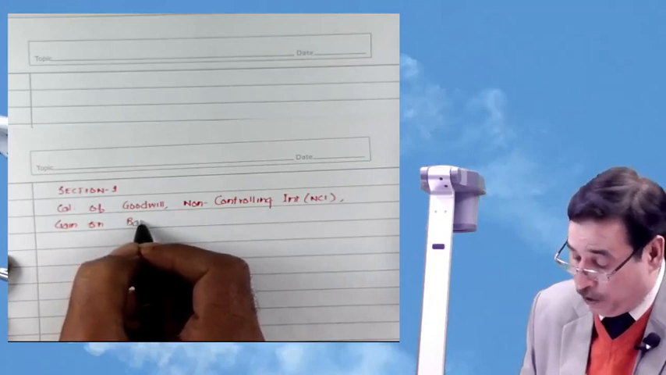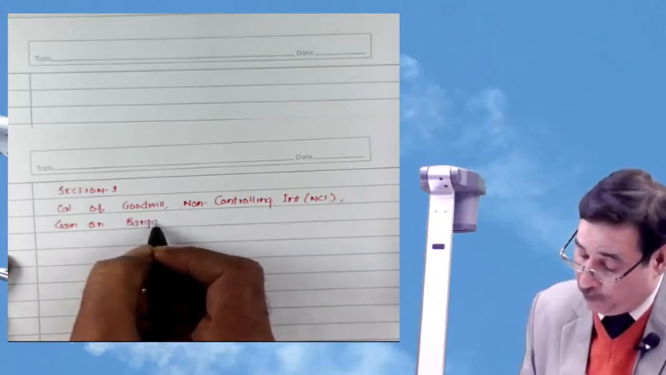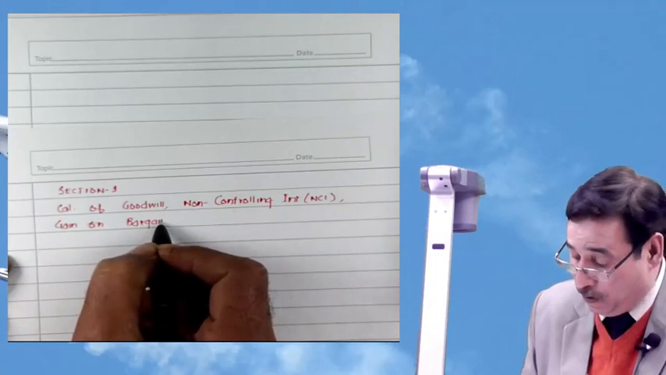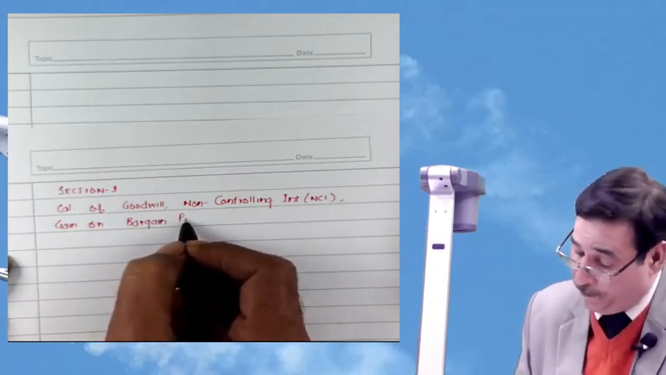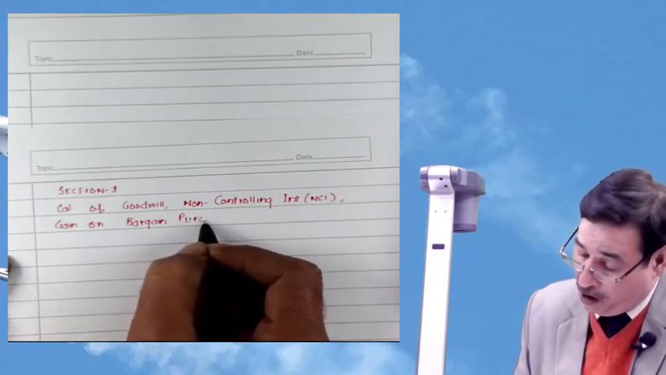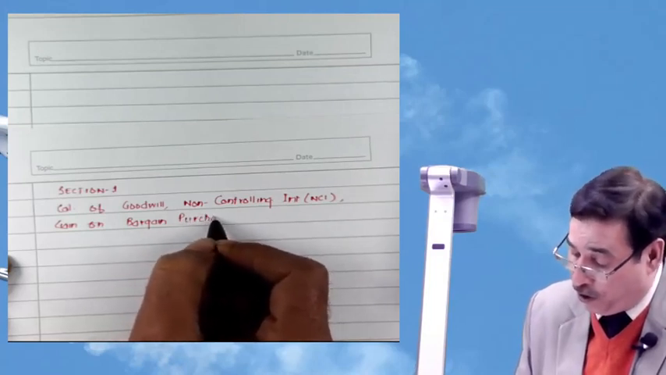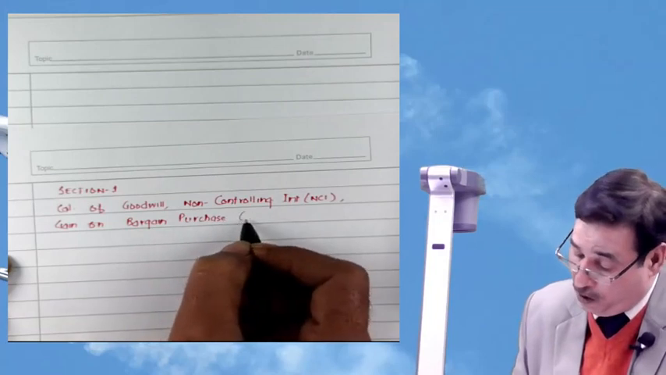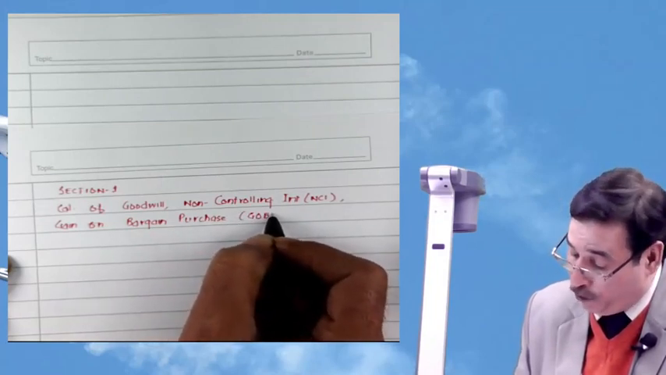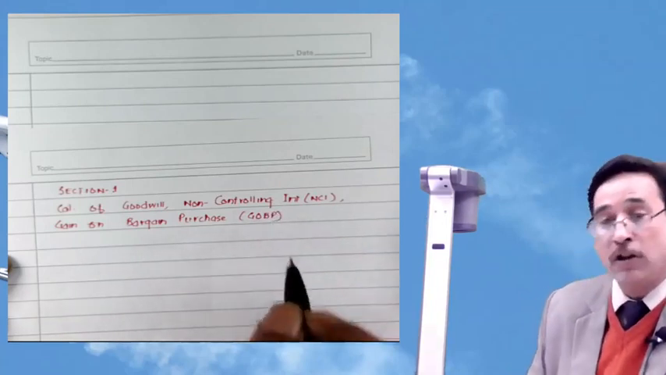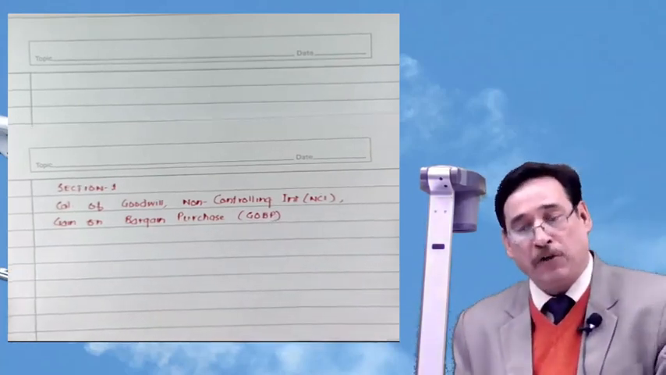Gain on bargain purchase. This is the term we will have to use instead of capital reserve. Gain on bargain purchase. Because it's a pretty long word, I will simply write GOBP in case I require it when I solve the question, correct? Gain on bargain purchase.